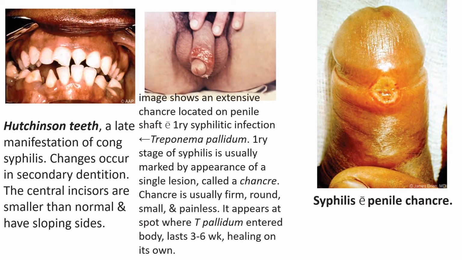The one in the middle image shows an extensive chancre located on the penile shaft with primary syphilitic infection due to Treponema pallidum. Primary stage of syphilis is usually marked by appearance of a single lesion, called chancre. Chancre is usually firm, round, small, painless. It appears at the spot where Treponema pallidum entered the body, lasts 3 to 6 weeks, healing on its own. This is syphilis with penile chancre on the penis.